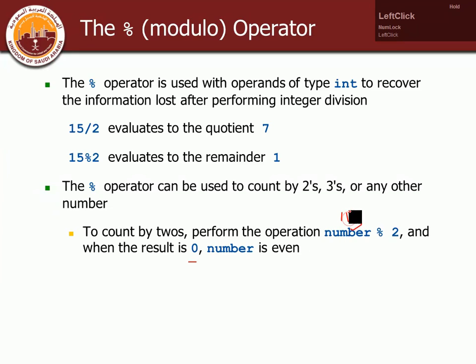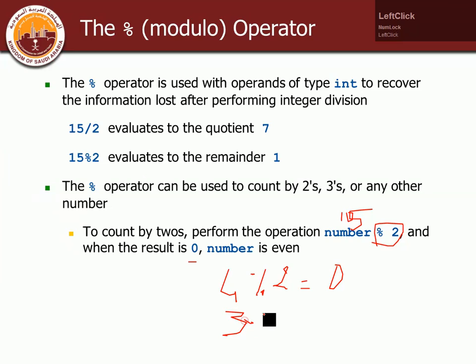What about 15? 15 moduli division 2. 15? No. 1. You have 15 cards to give to 2 people. You give 7, 7. What is left? 1. So if the remainder of the division by 2 is 1 for any number, that number is odd. If the remainder of the division is 0, that number is even. Another example, 4 moduli division 2. This is equal to what? 0. And this is even.